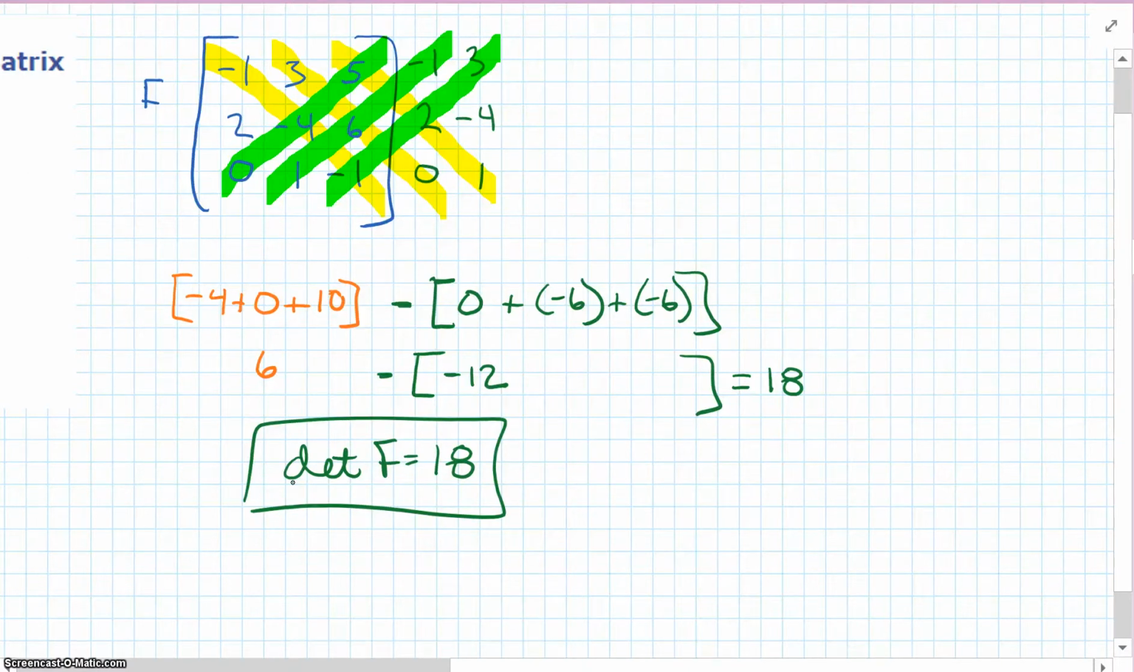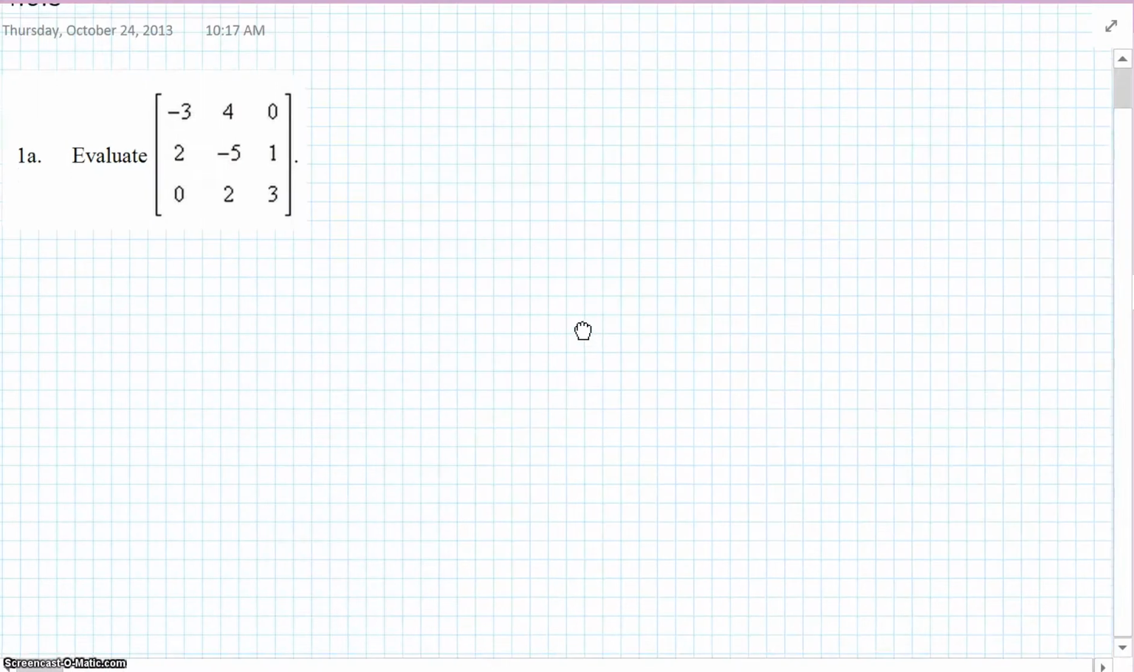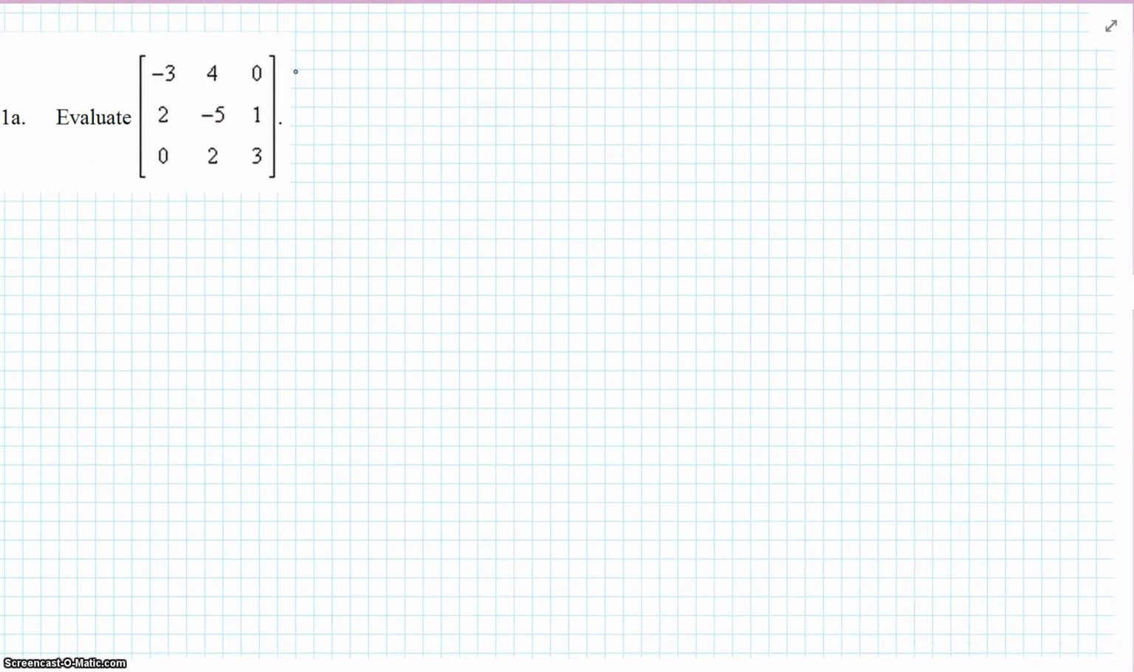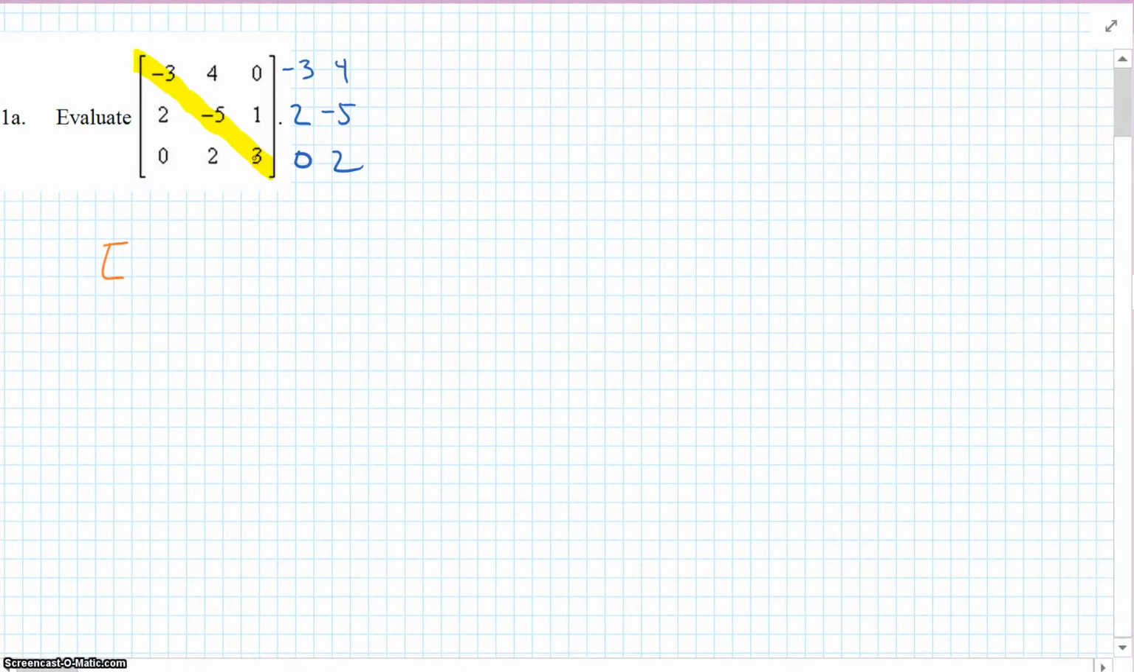Let's do a couple more. Evaluate this one. Step 1, rewrite first two columns. Negative 3, 2, 0, 4, negative 5, 2. Now we're going to take the sum of the products. Negative 3 times negative 5 times 3 would be positive 45, plus the product of the next diagonal, which has a 0 in it, so that's going to be 0, plus the product of the next diagonal. That is 0, because there's a 0 in it. So it's just going to be plus 0, which is just 45.